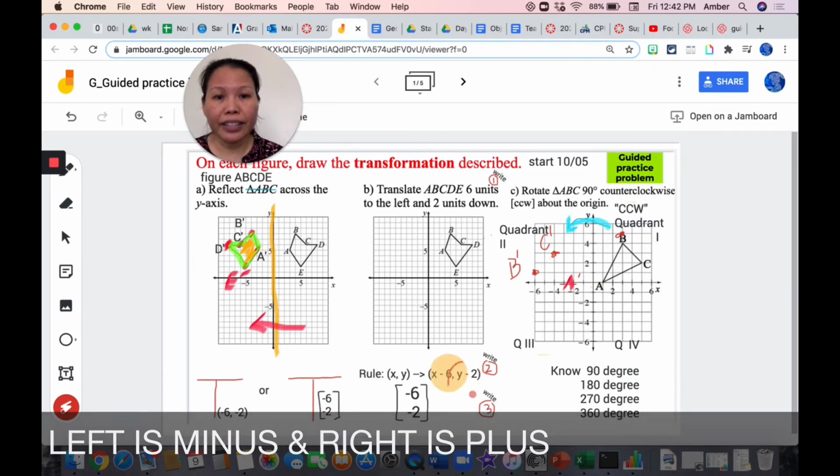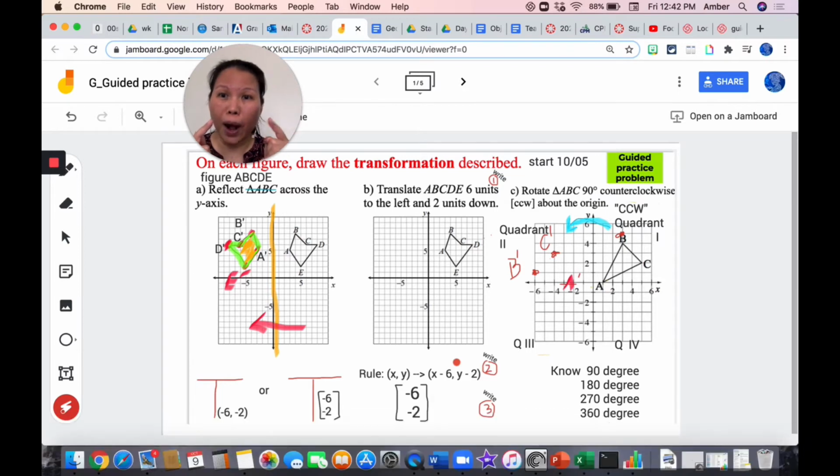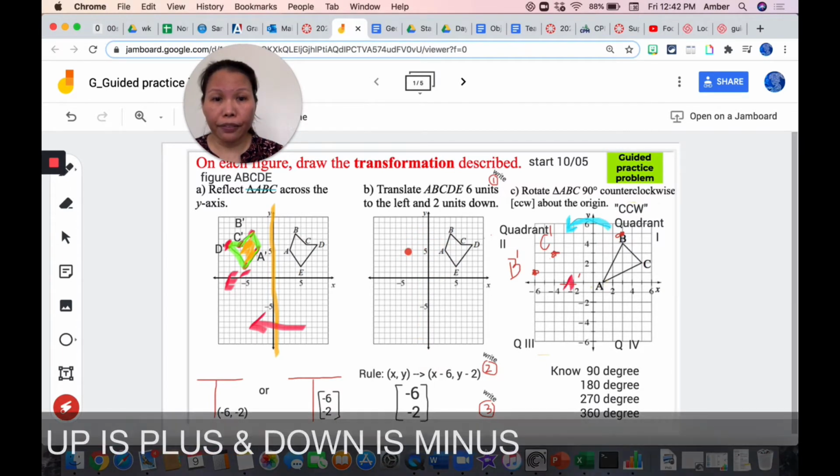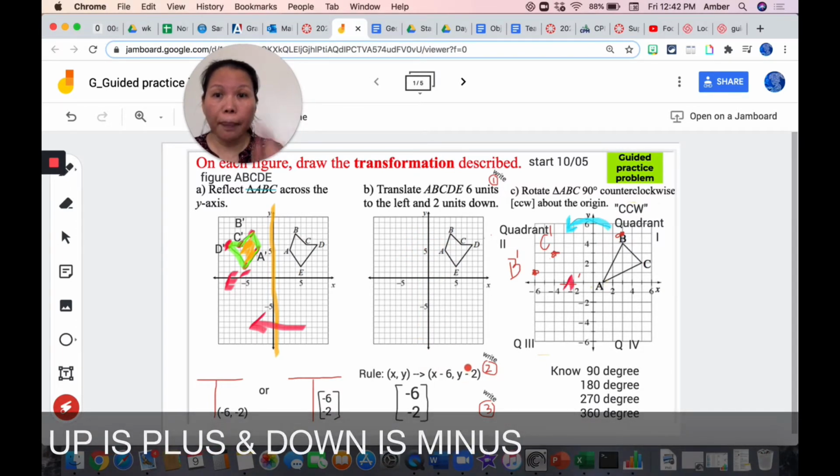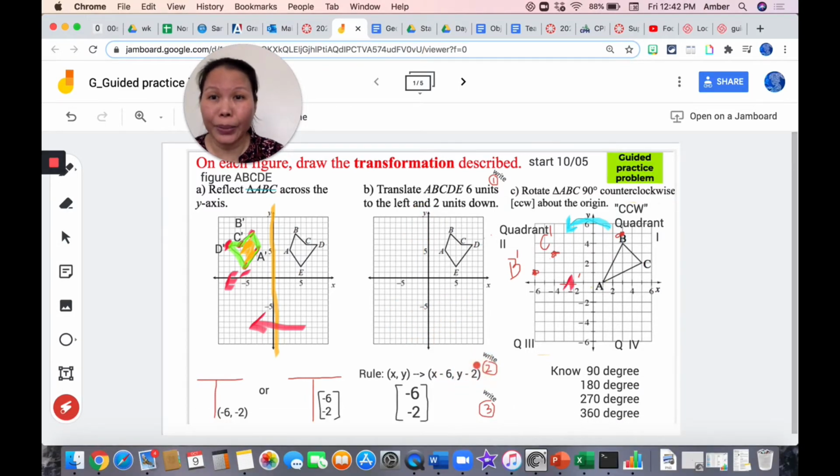And then the second part in order: first part x, second part y. Alphabetically also x comes first and then y. Y is where we are going up or down. Going up, you are going to get positive. So if you are going up, it would be y + 2. And when you're going down on the y-axis, going down is this direction, y - 2 instead of y + 2. That's the second way, and we really need you to know how to read and write that rule.